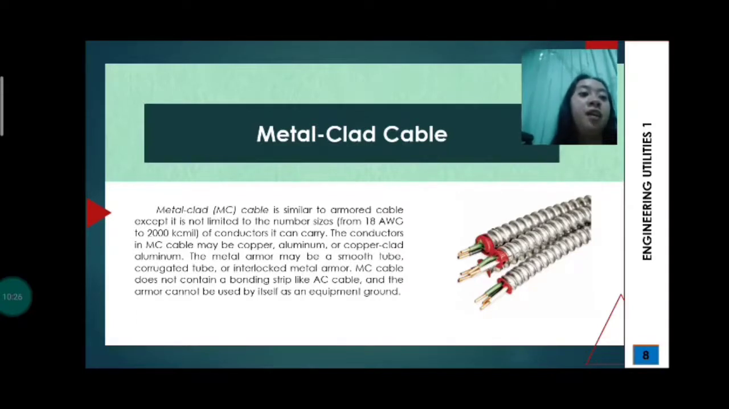Metal clad cable is used to carry 600 volt and MB power. Then it is coated by corrugated tube. Corrugated tube is like in the picture presented. It is metal shape, spiral shape tube.